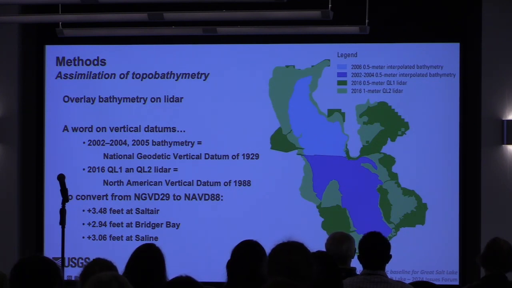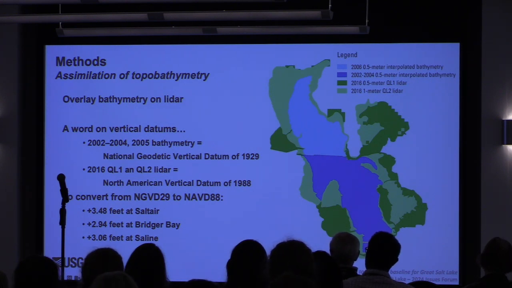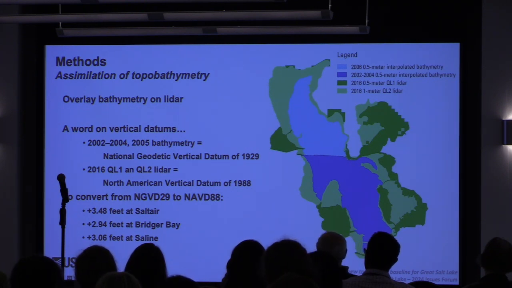And so that's a geographer's duty, to make sure that everything's lining up and we're not missing out on some of the multiple feet of difference between these two across the lake. And it's not even just in one area either. For instance, I have a couple of figures here. The difference is positive 3.48 feet to go from NGVD 29 to NAVD 88 at Saltaire. It's 3.06 feet at our lake level gauge at Sailing. So half a foot of difference in Great Salt Lake is really quite considerable.